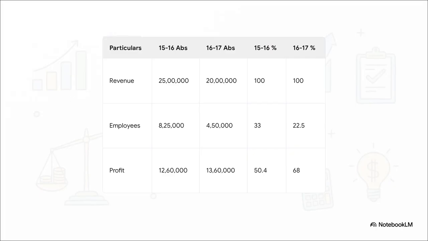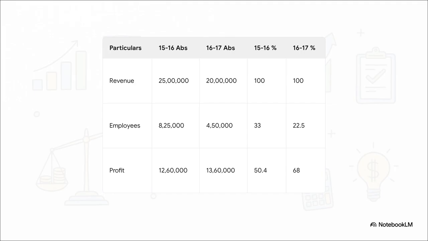Okay, look at the hidden story here. If you just check the absolute numbers first, revenue from operations actually dropped. It went from 25 lakhs down to 20 lakhs. Honestly, if you only looked at the top line, you'd probably think the company was in major trouble. But look at the bottom line. Profit after tax actually went up from 12.6 lakhs to 13.6 lakhs. So, how on earth does revenue fall but profit goes up?